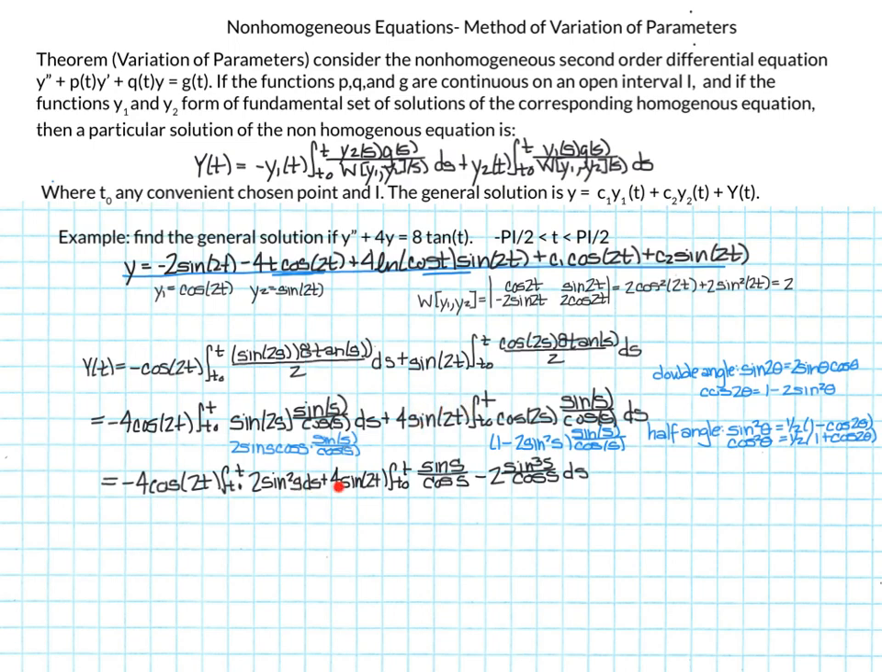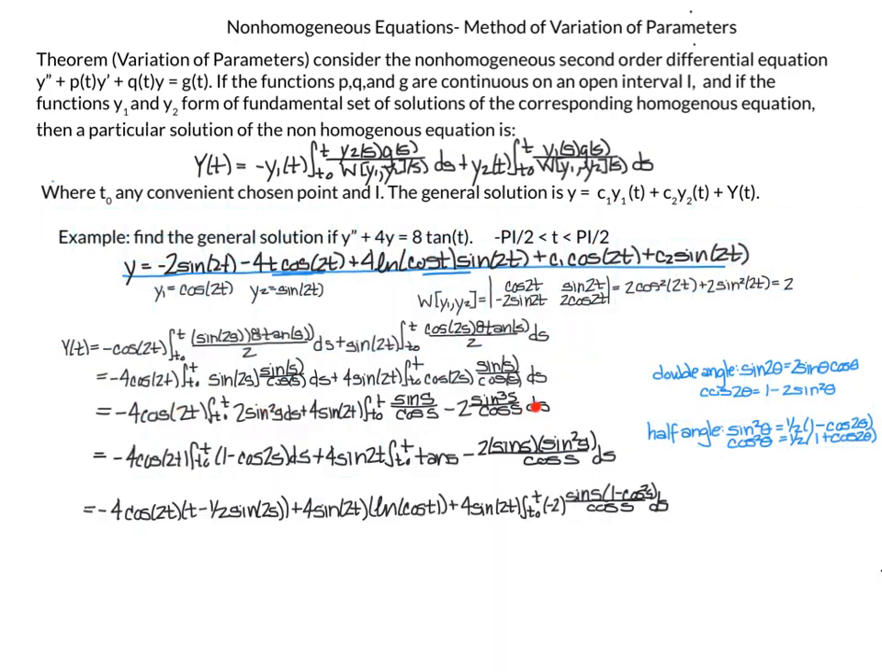Over here, I have my 4 sine 2t. Then I use my double angle formula on cosine 2s, and I get 1 minus 2 sine squared s. And then I need to multiply by sine s cosine s. So the sine s cosine s times 1 is over here, sine s cosine s. When I multiply here, I get my 2 sine cubed s cosine s.